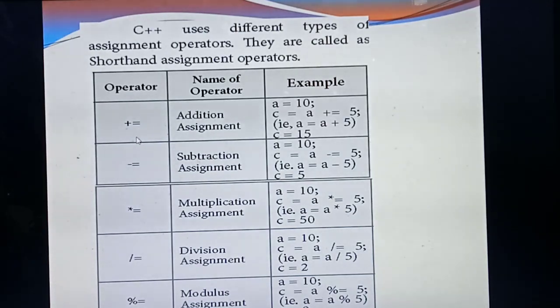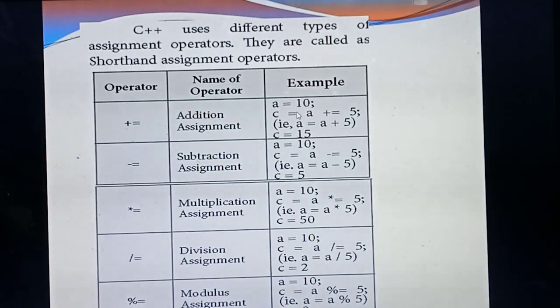What are the arithmetic symbols? Plus, minus, star, slash, and modulus. So plus equal to, minus equal to, star equal to, slash equal to, modulus equal to. Plus equal to means addition assignment. Minus equal to means subtraction assignment. Star equal to means multiplication assignment. Slash equal to means division assignment. Modulus equal to means modulus assignment. Understand? Yes.